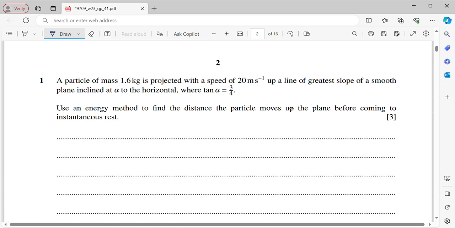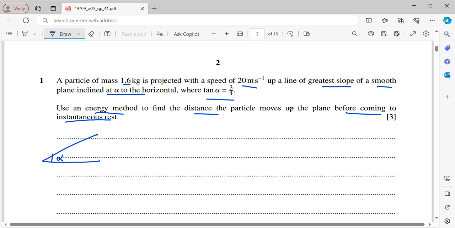For question number 1, a particle of mass 1.6 kg is projected with a speed of 20 meters per second up a line of greatest slope of a smooth plane inclined at alpha to the horizontal, where tangent alpha is 3/4. Now use an energy method to calculate the distance the particle moves up the plane before coming to instantaneous rest. Okay, so now basically this is the diagram.